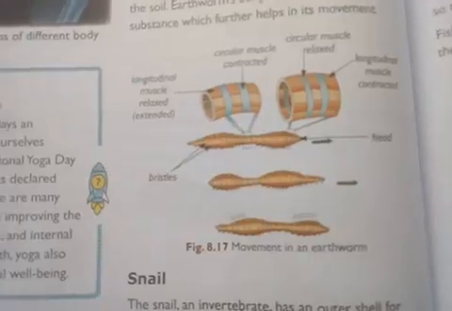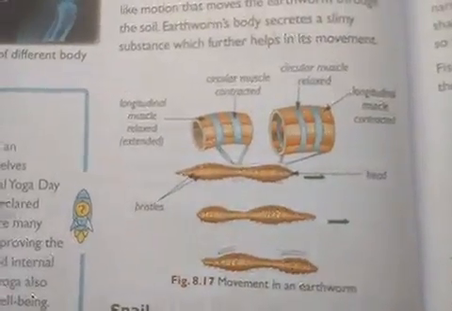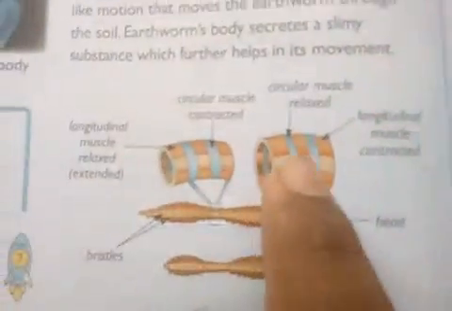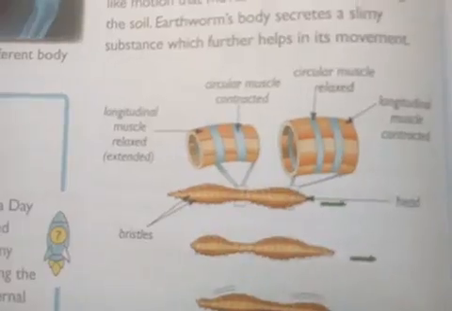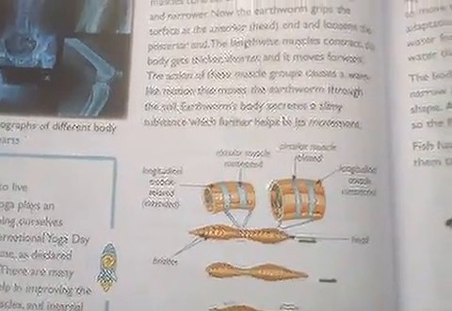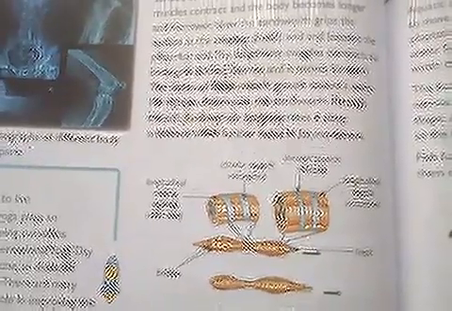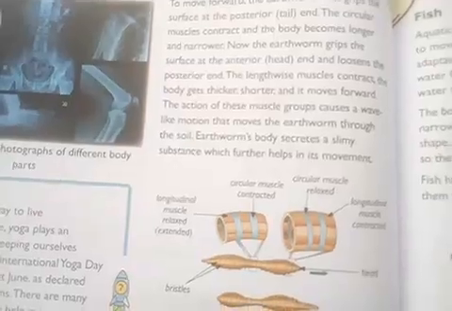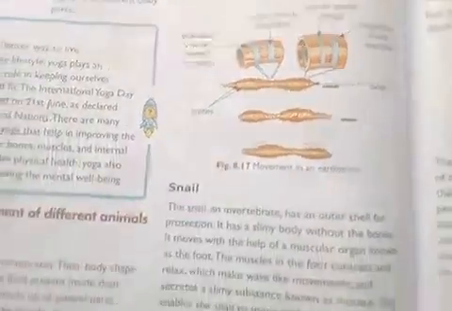So these segments are ring-like structures. If you observe each and every segment closely, you will find that it has a circular muscle and a longitudinal muscle. So that's how the movement is taking place. And not only that, the earthworm's body is able to secrete some slimy substance which helps them in movement. So a slimy substance is always out there.